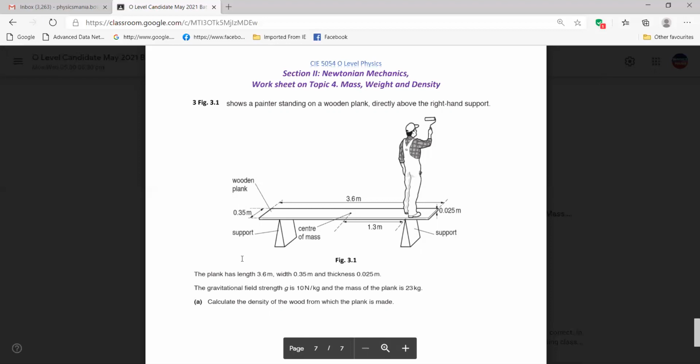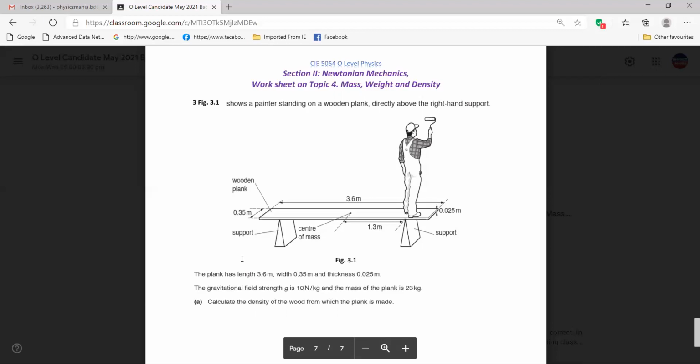Okay, so can you read this question? Figure 3.1 shows a painter standing on a wooden plank directly above the right hand support. The plank has length 3.6, width 0.35, and thickness 0.025. The gravitational field strength g is 10 newton per kg and the mass of the plank is 23 kg. Calculate the density of the wood.